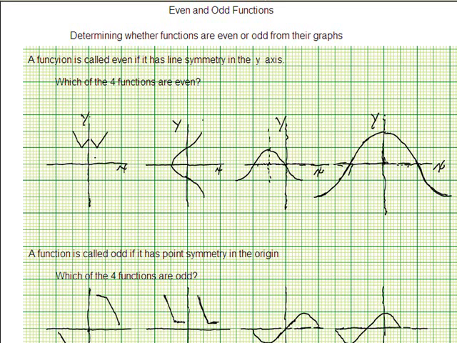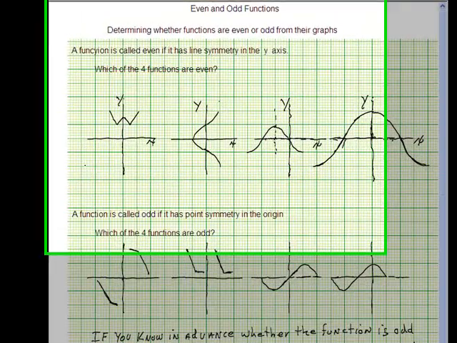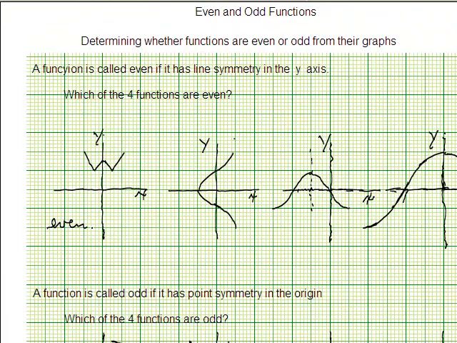Let's take a look at the first example problem. Looks kind of like a W. Finish it off there. If I imagine that to be on a piece of paper and I imagine folding the paper on the y-axis, then the right half of the W would drop over and be a perfect match for the left half of the W. This point would lay on this point, and this point would lay on this point, etc. Be a perfect matchup. That's what we mean by line symmetry. And since this line symmetry is in the y-axis, this is even.